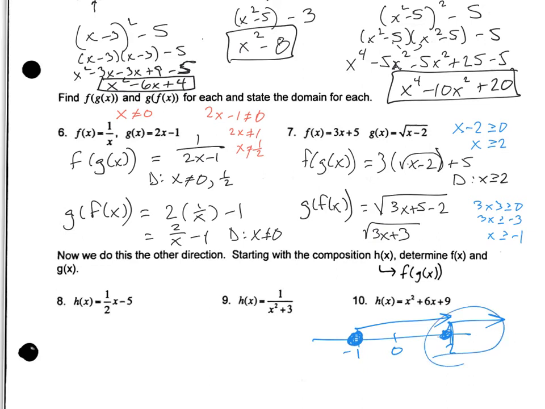So the domain here, got to pick the most restrictive. There's no way to combine them. So we're going to just pick the one that is x is greater than or equal to 2. And we don't care about this one because this one automatically includes this restriction.